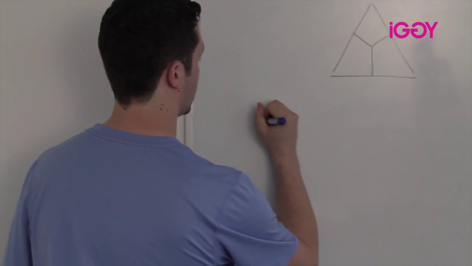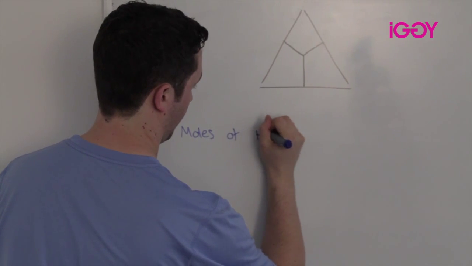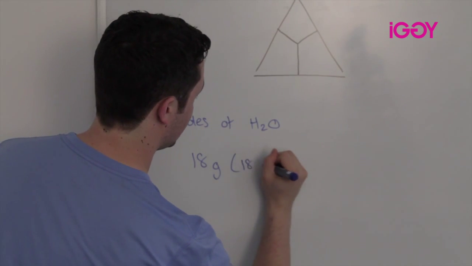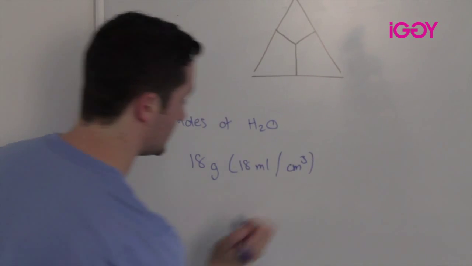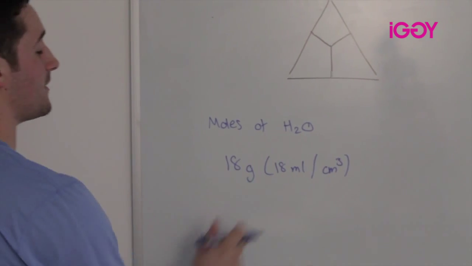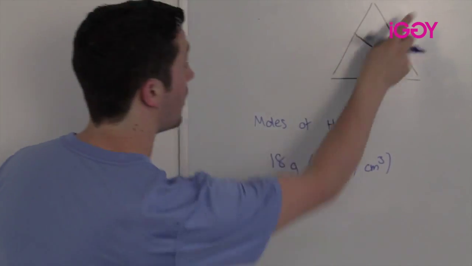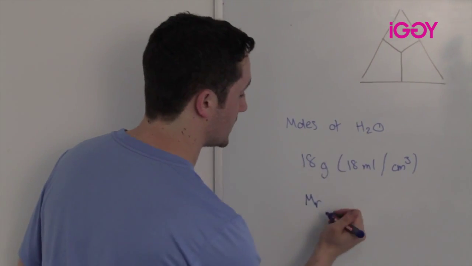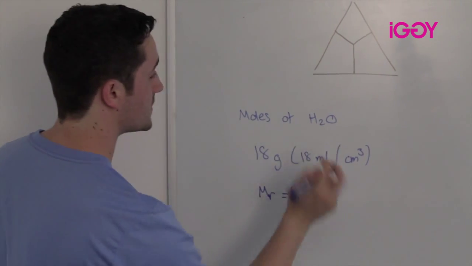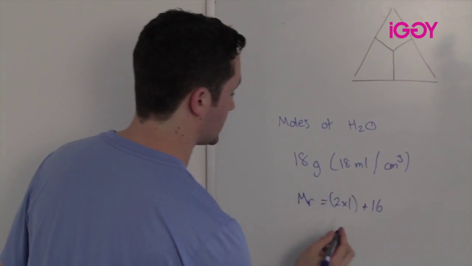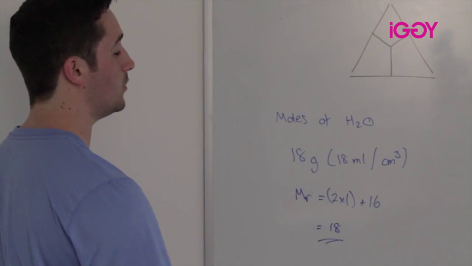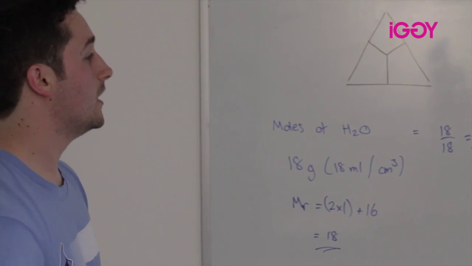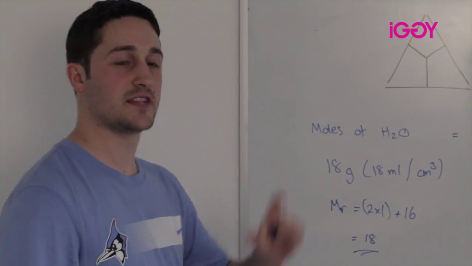So if I jot that down for you, we're working out moles of water. We have 18 grams, which is also 18 millilitres or centimetres cubed. Those units are all analogous for water. We know the molecular mass, Mr, it might not be Mr for your exam board, but that's what I was taught all those years ago. So the Mr of water will be 2 times 1 for the two hydrogens, plus 16 for the oxygen, and that will give you 18. Then to work out the moles, it's very simply 18 over 18, which gives you 1 mole. So now you can get 18 centimetres cubed of water and say that is 1 mole of water.